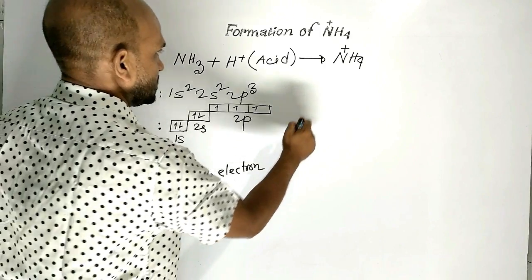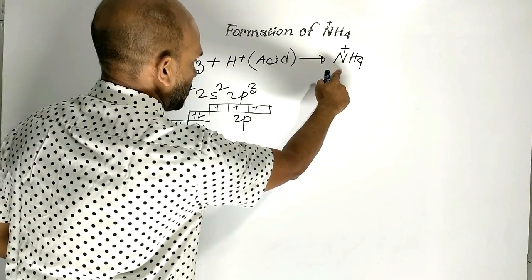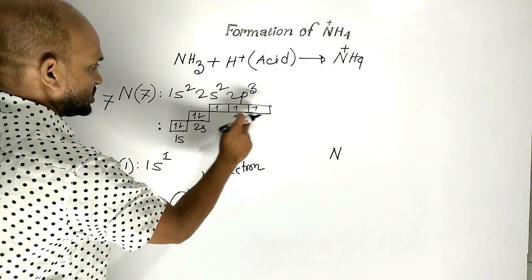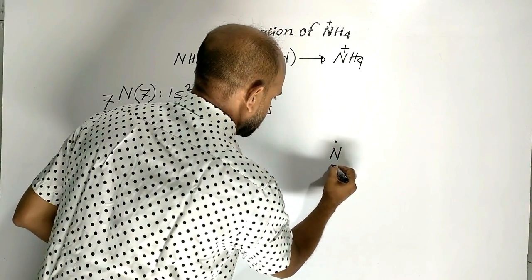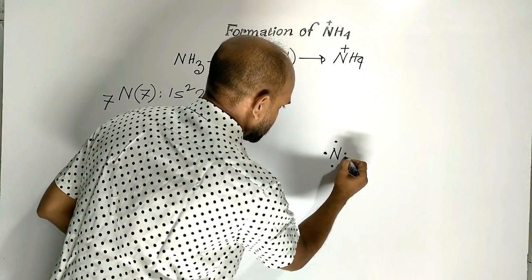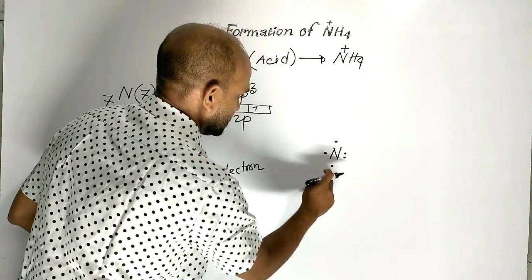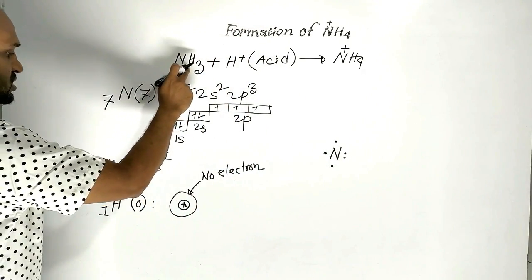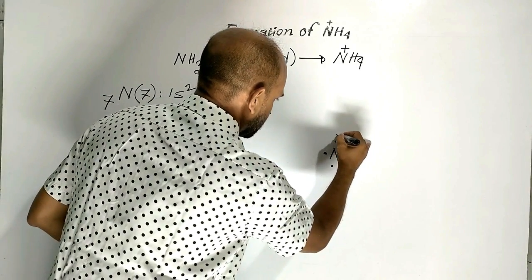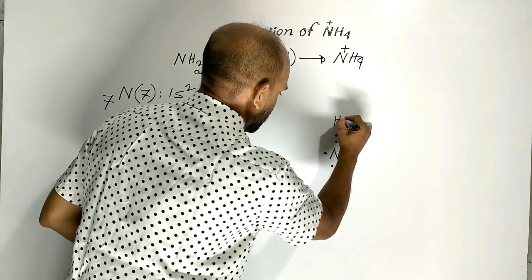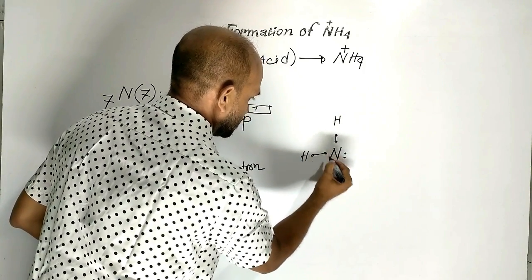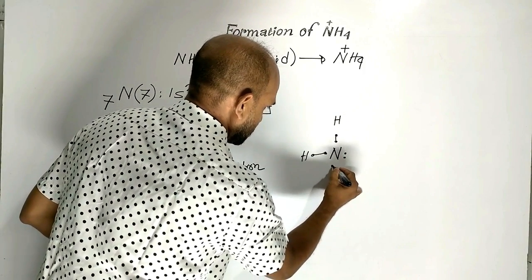Now let us see how ammonium ion is formed. Nitrogen, 3 unpaired electrons and 1 paired electrons. With these 3 unpaired electrons, 3 hydrogen atoms with 1 electron form covalent bond. Covalent bond. Covalent bond.